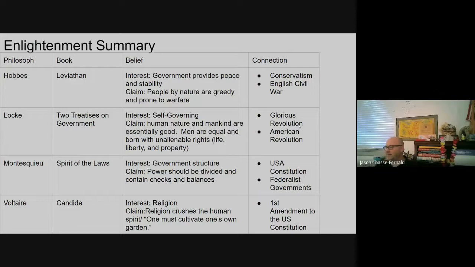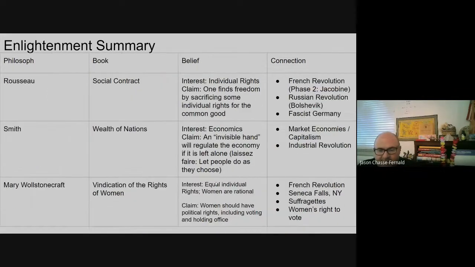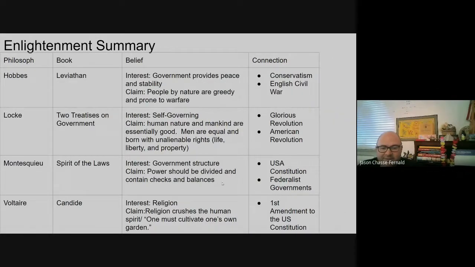So the Declaration of Independence references Locke specifically, and of course, the Bill of Rights will apply Locke's ideas. Montesquieu, right? Montesquieu will be extremely influential in the creation of the United States Constitution, right? And the Federalist Papers are embedded with Montesquieuian ideas from his famous book, Spirit of the Laws, right? So Voltaire, right? First Amendment, right? Influential for that, right? One must cultivate one's own garden.